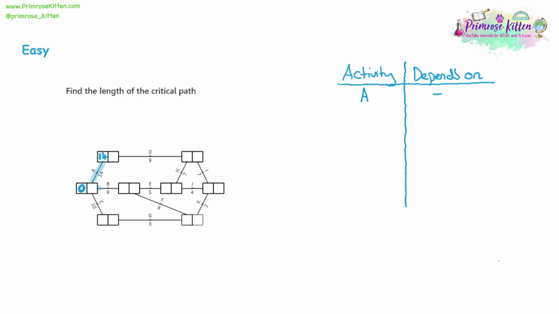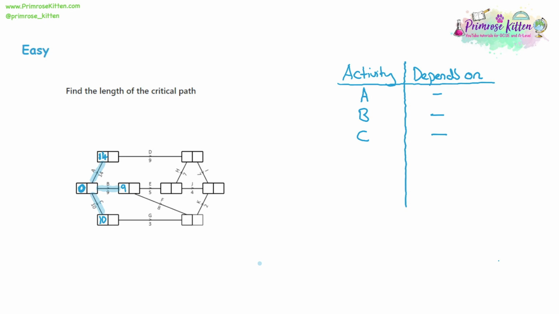And we have activity B. Activity B starts at the start of the diagram. It's got a duration of 9 days. So activity B depends on nothing. And we have activity C that also starts at the start of our diagram. It's got a duration of 10 days. So activity C depends on nothing. So we're going to move on to activity D.